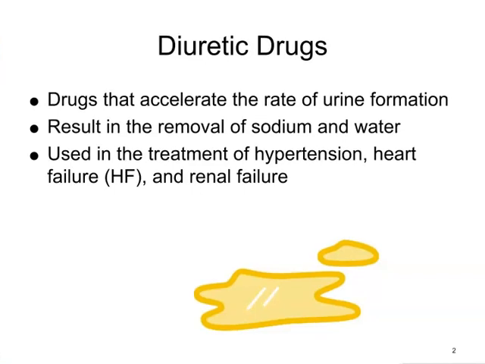Diuretic drugs are any drugs that accelerate the rate of urine formation. So remember, our kidneys are the ones that make urine, and when we do urinate, what are the contents of pee? What do you think? What's in urine? Certainly water, but also electrolytes, and sodium and potassium and even calcium. So basically, diuretic drugs increase the rate of urine production and the removal of sodium and water and some of the other electrolytes from the system.